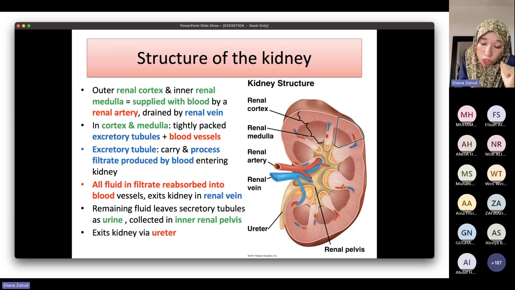For example, the glucose. The glucose is needed for your cellular respiration. The amino acids, okay, also need to be reabsorbed back into your blood because they are required to produce your enzymes and hormones, right? All those are proteins, which need amino acids. So all those useful things need to be reabsorbed back into your blood. So once it has been reabsorbed, the blood that leaves exits the kidney through the renal vein. And it's already blue in color because cellular respiration has already happened. So the remaining fluid leaving the excretory tubule as urine is going to be collected in the inner renal pelvis. The inner renal pelvis. So it exits the kidney via the ureter.